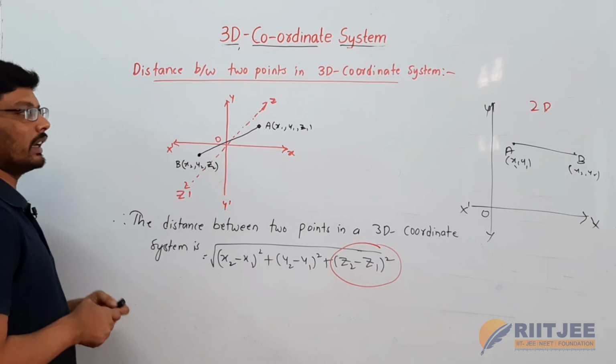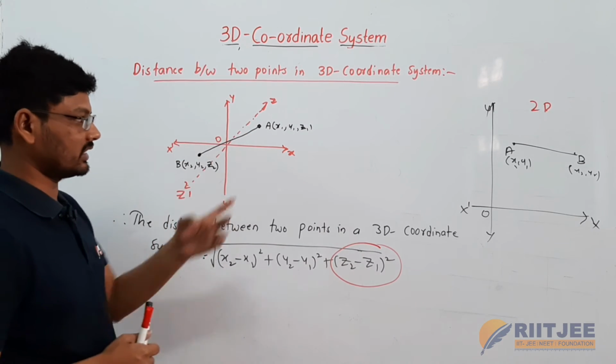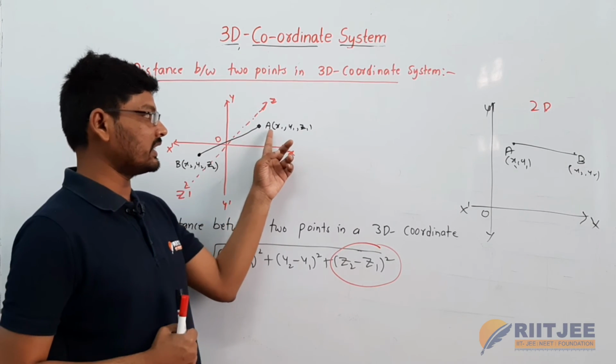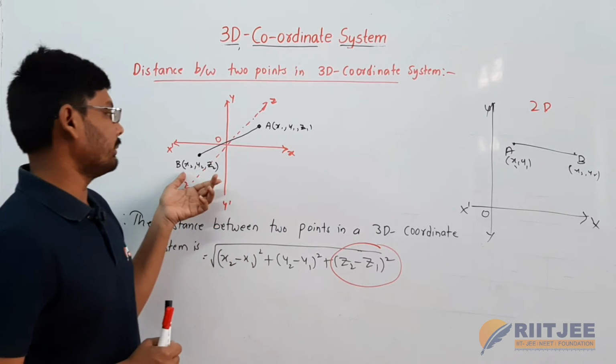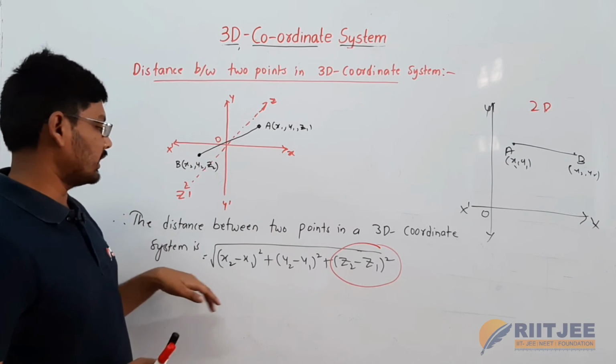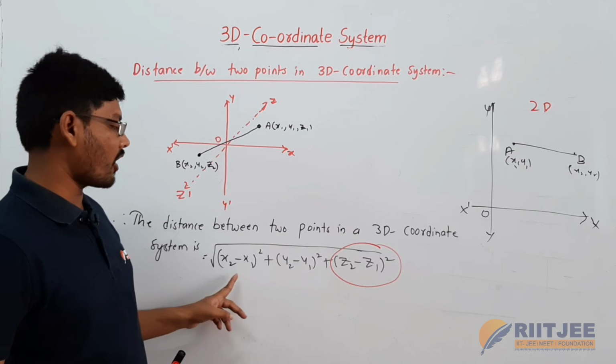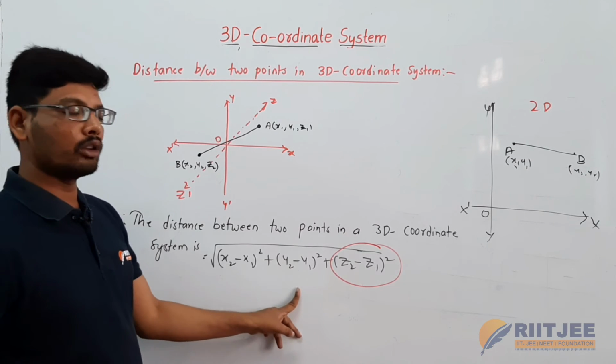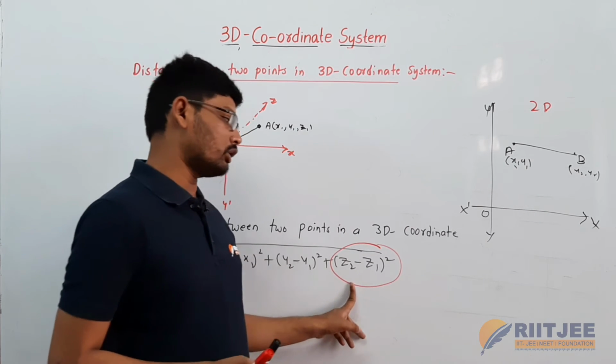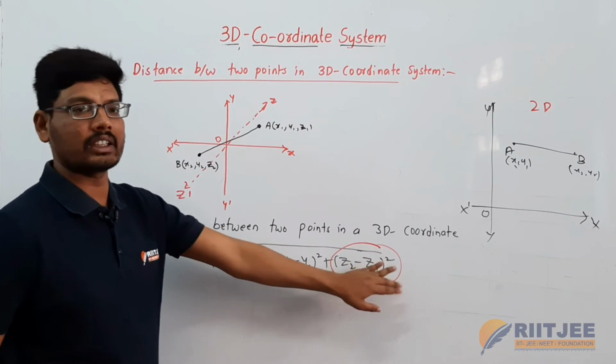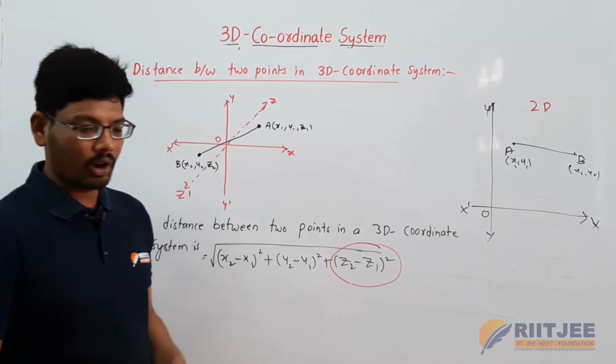The distance between any 2 points in a 3D coordinate system: if the first point is A of x1, y1, z1 and B of x2, y2, z2, then the distance between the 2 points is the square root of (x2 minus x1) whole square plus (y2 minus y1) whole square plus (z2 minus z1) whole square. This part is extra included in this 3D coordinate system.